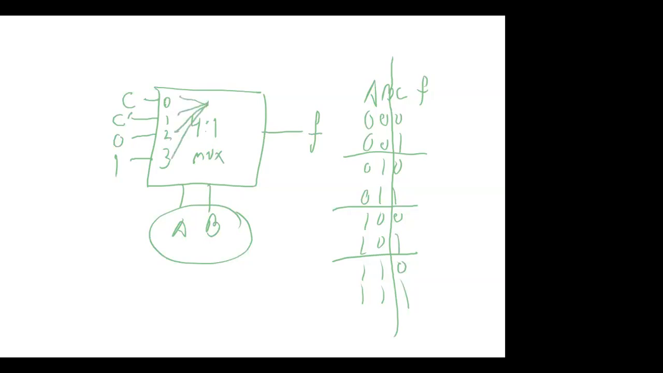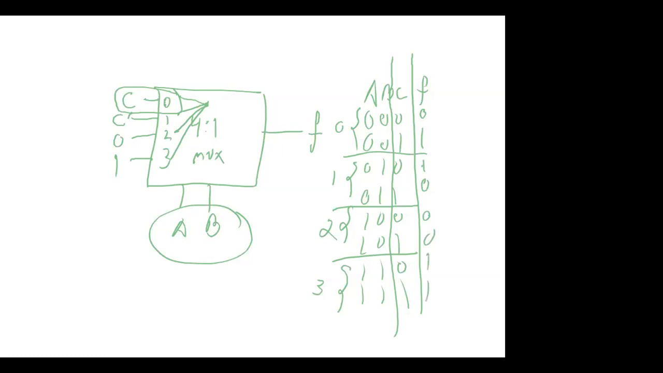3. So here we have selector input 0. Here we have selector input 1. Here we have selector input 2. And here we have selector input 3. So when it's pointing to 0, we expect C to come out, and so we write C. When it's pointing at 1, we expect C prime to come out, and so we invert C. When it's pointing at 2, we expect 0 to come out, so we write 0. And when it's pointing at 3, we expect 1 to come out, so we write 1.